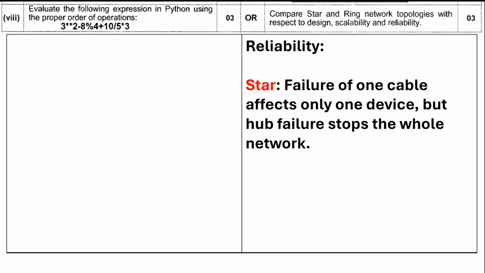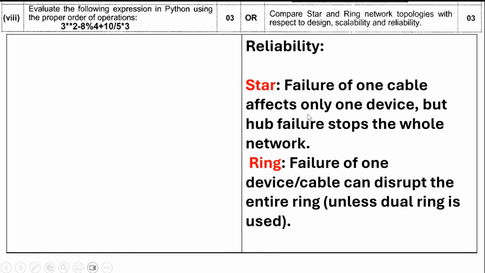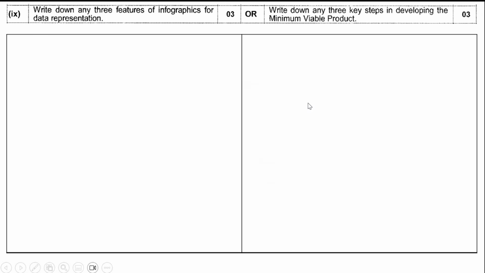From the reliability point of view, in star, failure of one cable affects only one device. If any cable fails, only that device will be affected. But if the hub fails, all the computers, all the nodes will stop. In case of ring, failure of one device or cable can disrupt the entire ring unless dual ring is used. If any problem happens at any device, that will disturb the whole network. This is in ring topology.